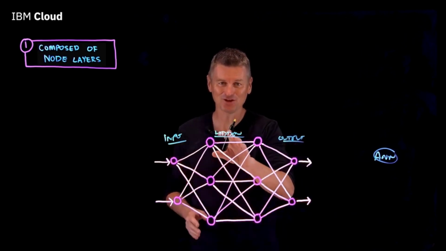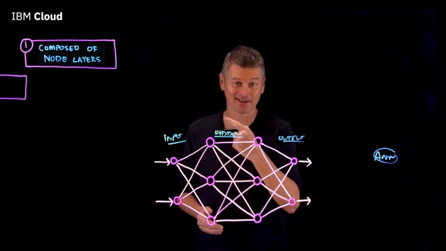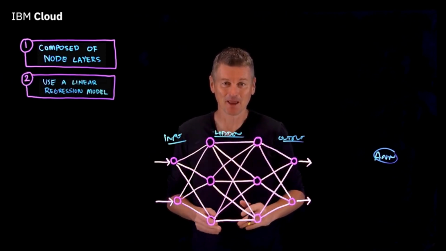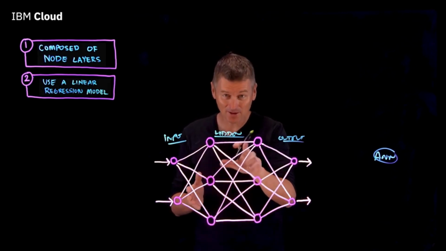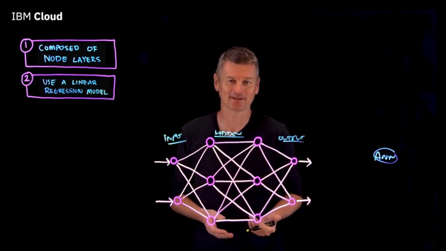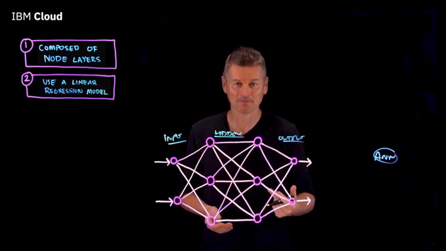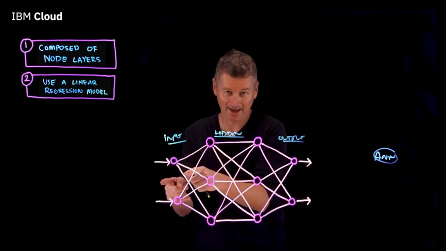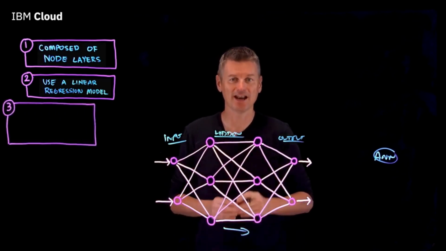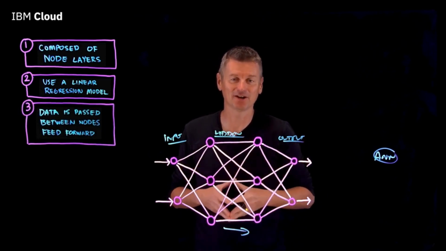Now, think of each node or artificial neuron as its own linear regression model. That's number 2. Linear regression is a mathematical model that's used to predict future events. The weights of the connections between the nodes determine how much influence each input has on the output. So each node is composed of input data, weights, a bias or a threshold, and then an output. Now, data is passed from one layer in the neural network to the next in what is known as a feed-forward network.